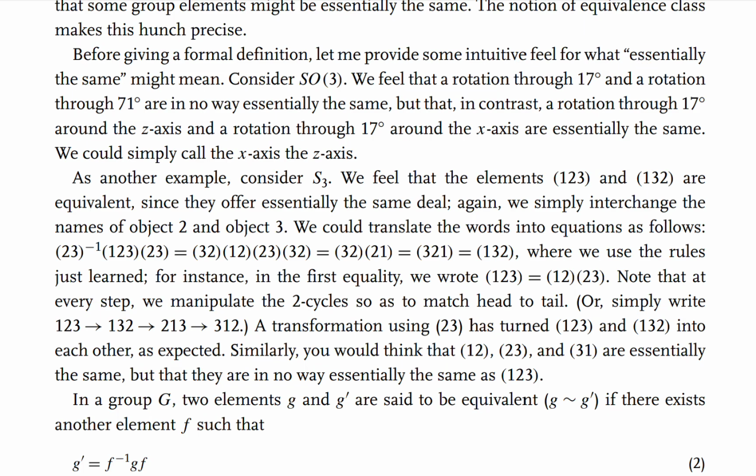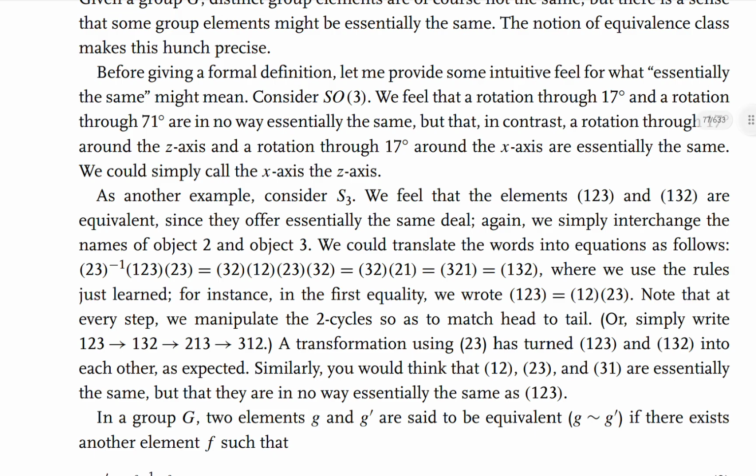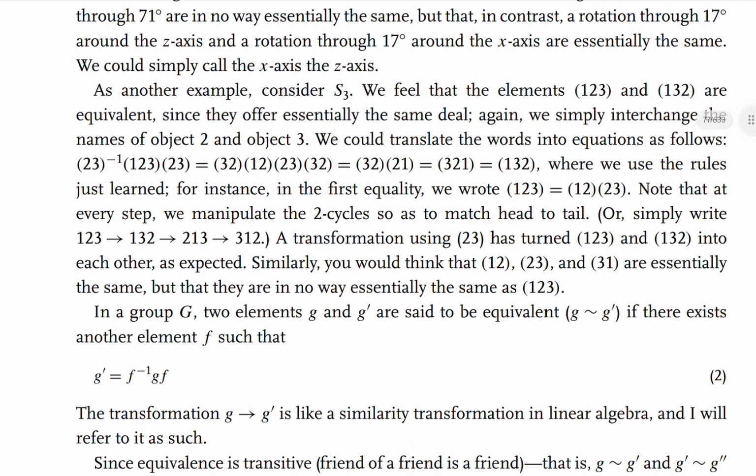Consider SO(3). Okay, fine. SO(3) is basically the group of all rotations in 3D. So we feel that a rotation through 17 degrees and a rotation through 71 degrees are in no way essentially the same. But in contrast, a rotation of 17 degrees about the z axis and 17 degrees about the x axis are essentially the same. We could simply call the x axis the z axis. As another example, I don't know what he is telling. Let me just go through it. You can also read it if you are watching this.